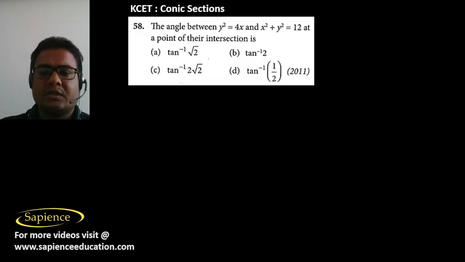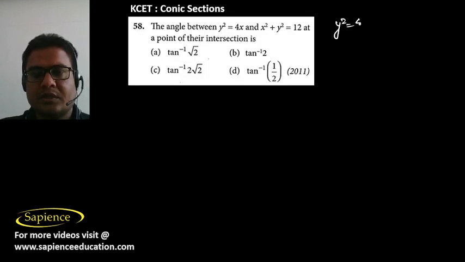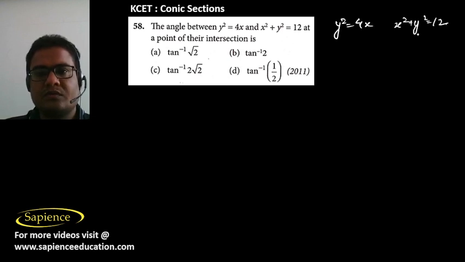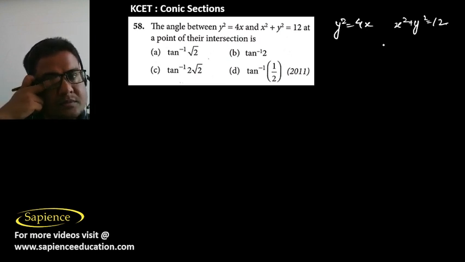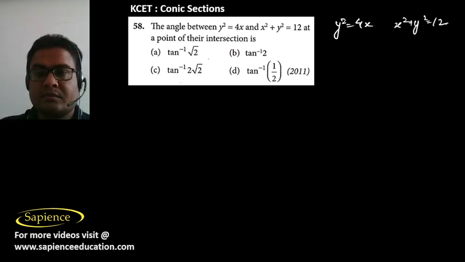Then it is told that the angle between y square equal to 4x and x square plus y square equal to 12 at their point of intersection is.